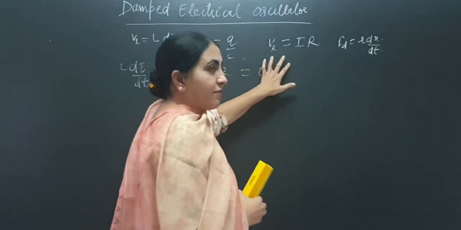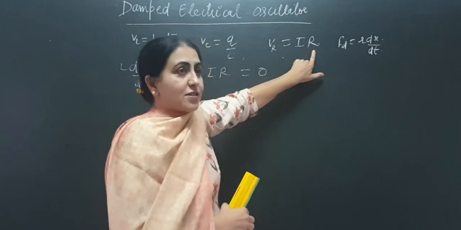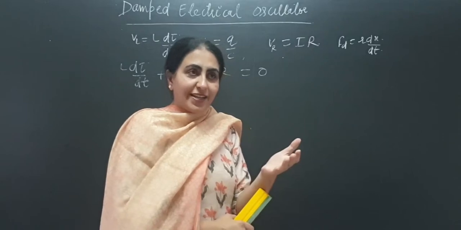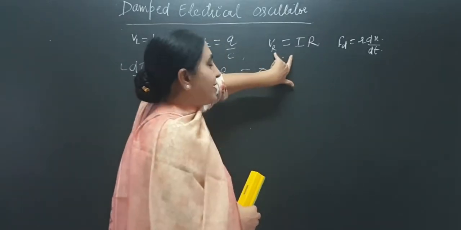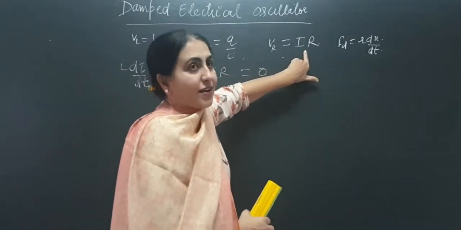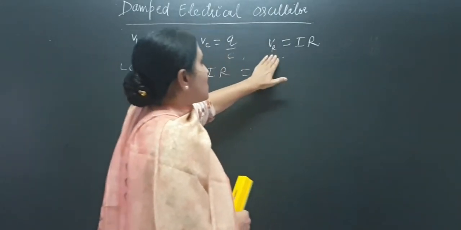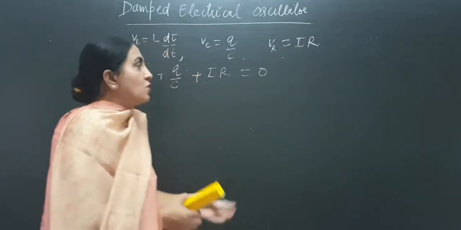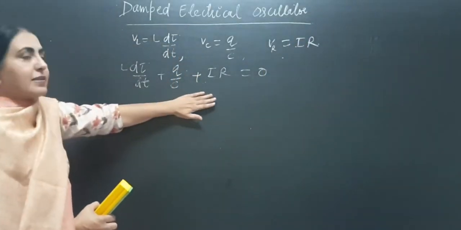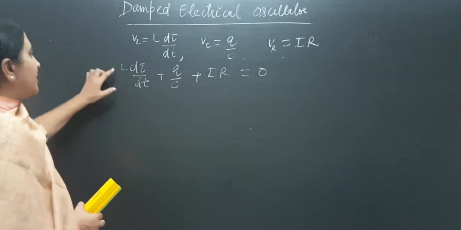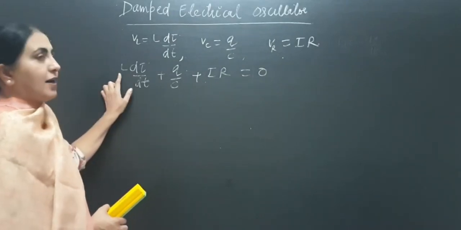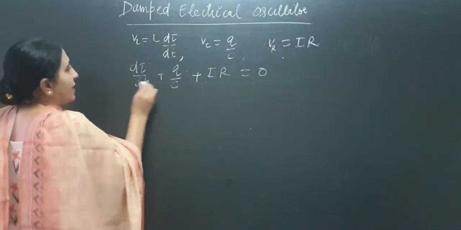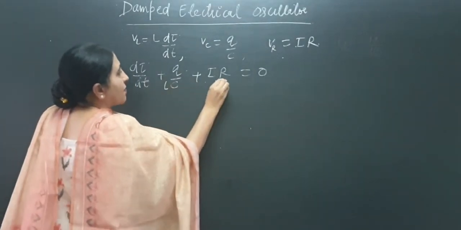But here the damping is due to the resistor R, because resistance opposes the flow of current, just as there it opposes the motion. So here the damping term is I into R. You can also say the voltage across the resistance, VR, is equal to I into R. When we add these all up and divide the whole by L, this is L, and this is R by L.